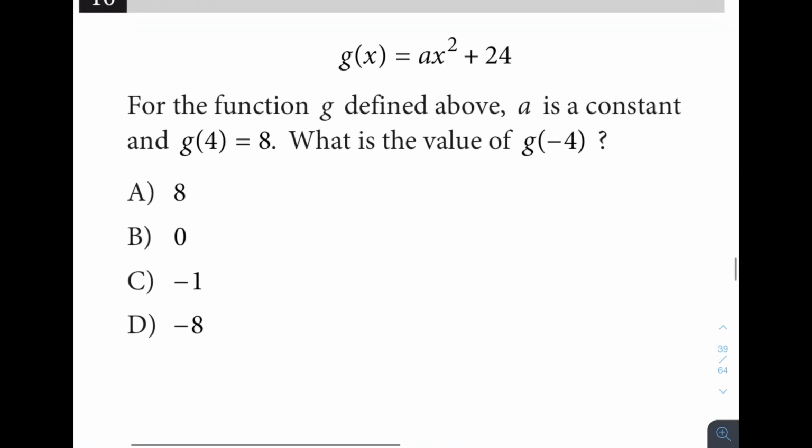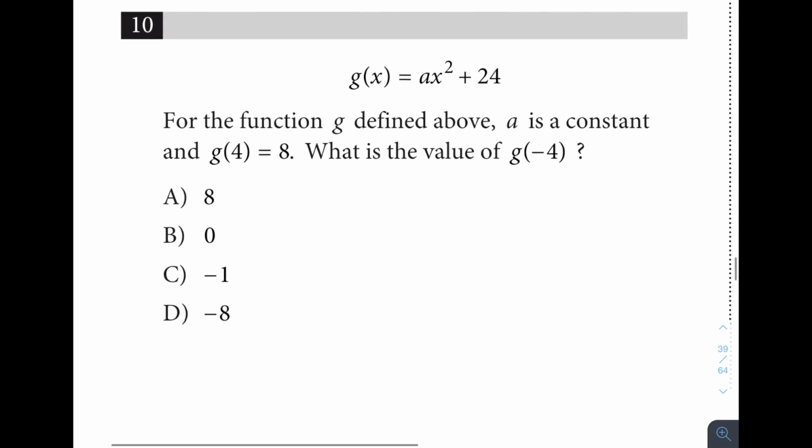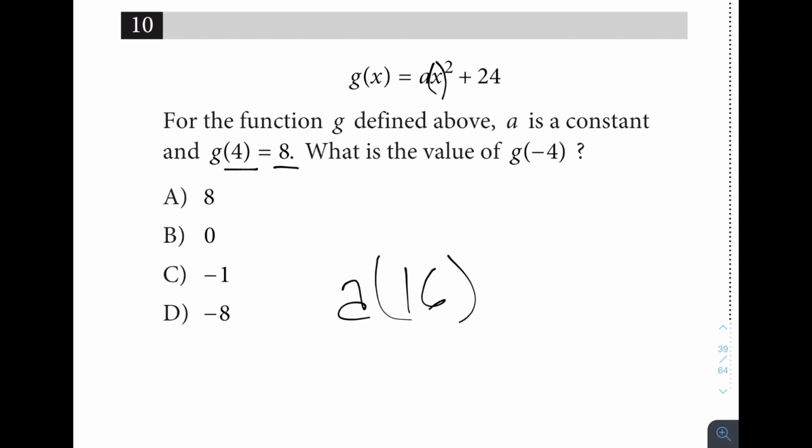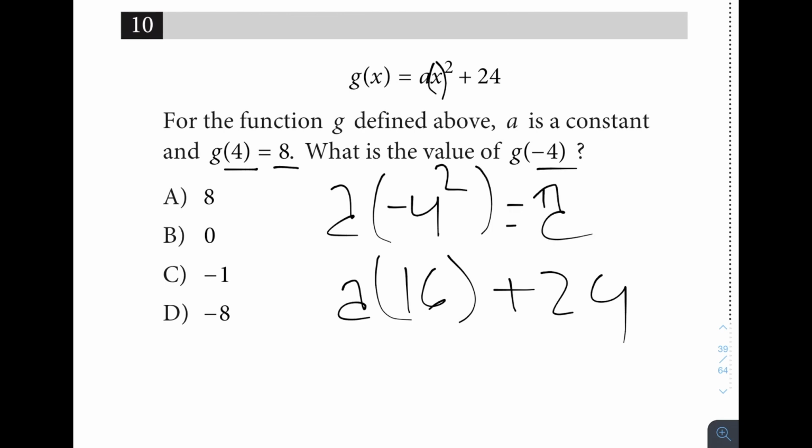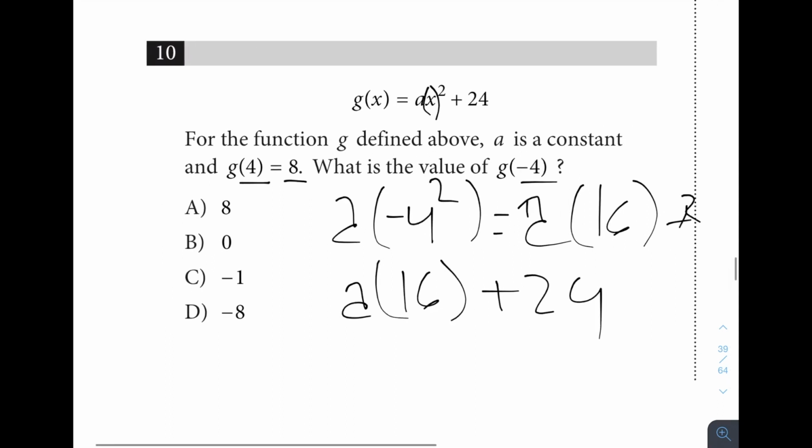And then this question is designed to make you spend time on it when it doesn't actually require that much time. So it tells you that g of 4 equals 8. And we know that if we plug in 4 there, we're going to get a 16 plus 24. We don't have to solve, because if we plug in -4, -4 squared is also equal to 16. So it equals the same thing. We'll get the same answer, so they're both going to be equal to 8.